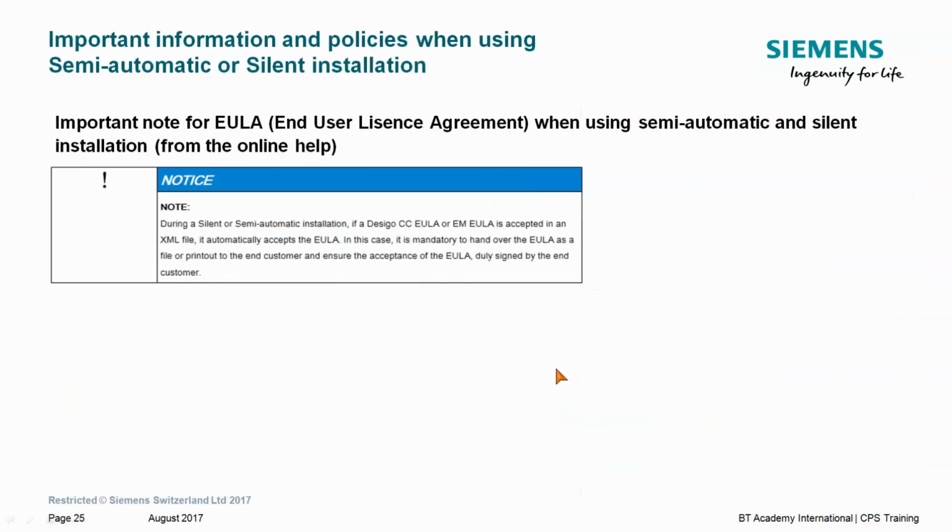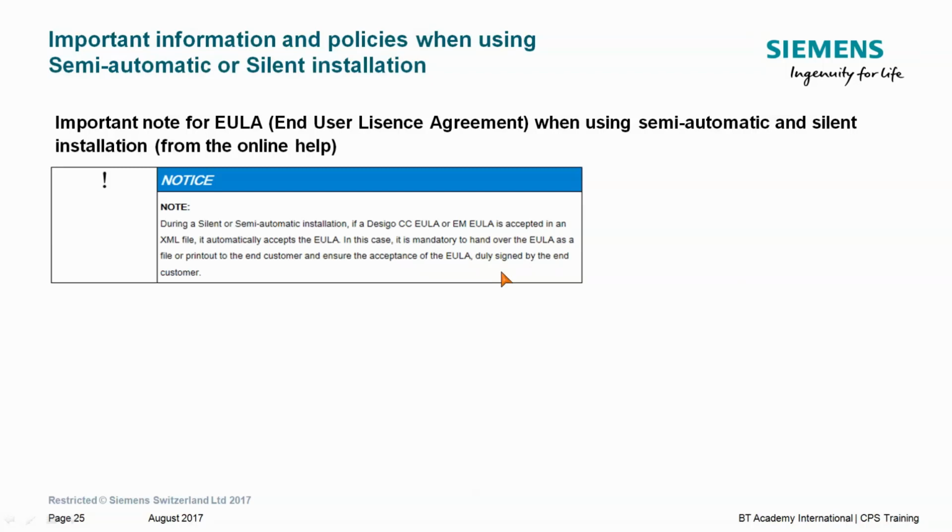So important at this point is the end user license agreement. You have seen it is possible to define the end user license agreement as agreed during the process when using semi-automatic or silent installation. So in this case it is mandatory to hand over the end user license agreement as a file or printout to the end customer and ensure the acceptance of it duly signed by the end customer. This is a very important issue.